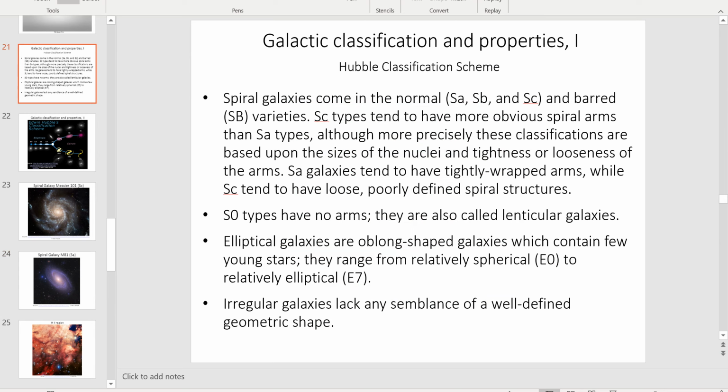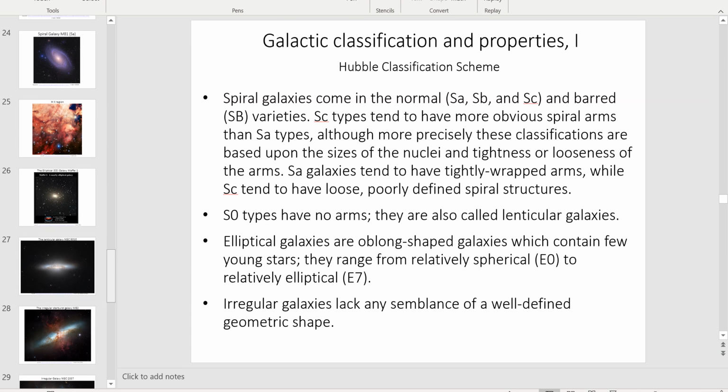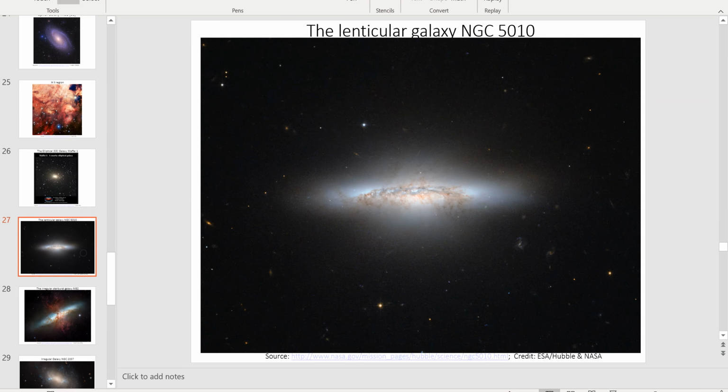Let's now look at S0 galaxies. These are also called lenticular galaxies. These are spiral galaxies that don't have arms. In other words, they're just galactic bulges, galactic centers. I will show you a depiction. I think I have a lenticular galaxy. Yes, here is a lenticular galaxy. You can see the galactic bulge, but there are no arms.